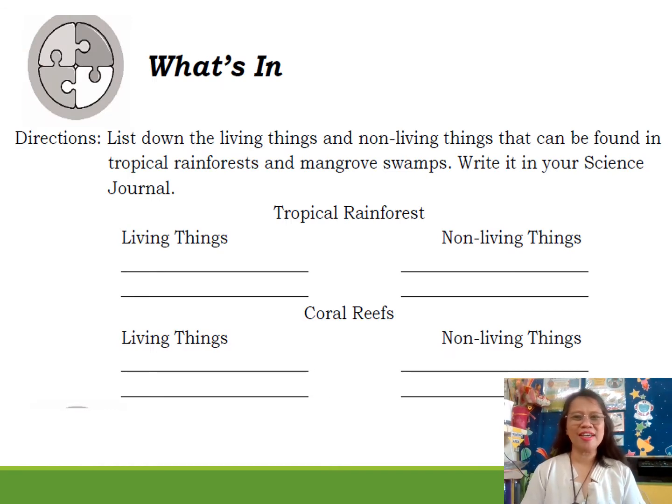Okay, for what's in, you're going to list down the living things and non-living things that can be found in tropical rainforests and mangrove swamps. Write it on your answer sheets. In a tropical rainforest, what living things can you find? Non-living things, what? In coral reefs, not mangrove, right? In coral reefs, what living things? Non-living things are everywhere. Okay, it's just review. You can pause there.